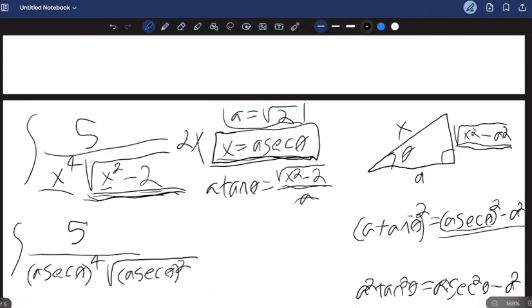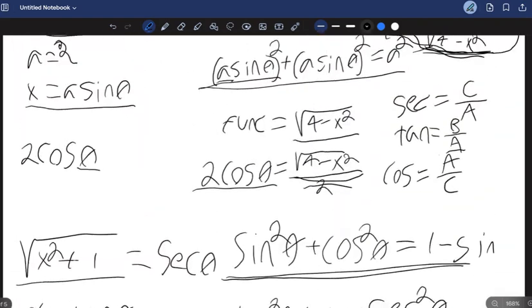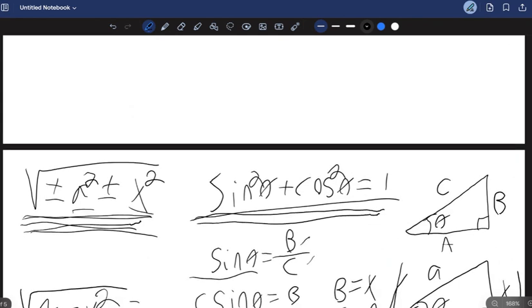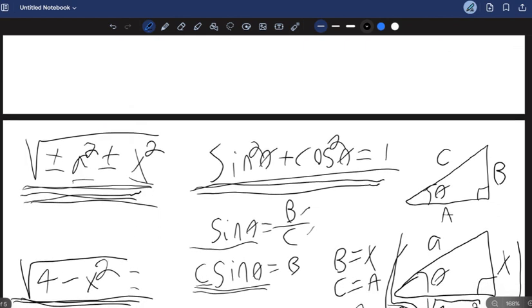So what you're going to do is see that you have a radical of the form square root of plus or minus a squared plus or minus x squared. And I'm going to know that that's pretty similar to the Pythagorean theorem, where I have a squared plus b squared equals c squared, or the square root of a squared plus b squared equals c. So if I can figure out what to use for c, I can replace this with something much easier to use, right?